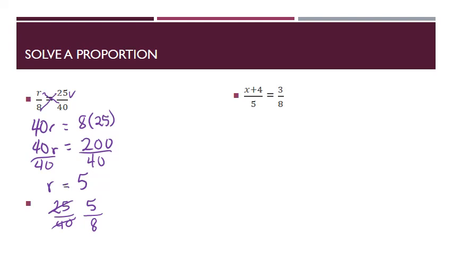Now let's look at this second one. And we've got a little bit of a wrinkle in here in that we don't just have a variable by itself in the numerator, but we got x plus 4. But we're going to proceed with this the same way. We're going to use our cross product method, except now I've got 8 times x plus 4 equals 5 times 3 after applying the cross product. So over here on the left-hand side, I'm going to distribute the 8 to the x plus 4, and that's going to give me 8x plus 32 equals 5 times 3, well, that's 15.